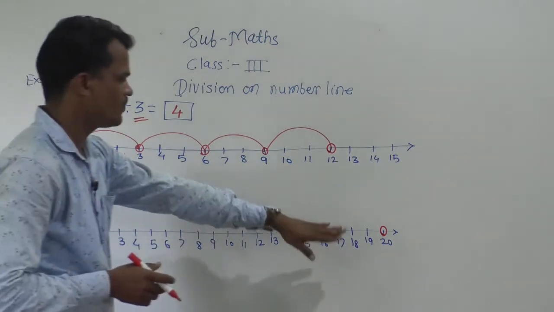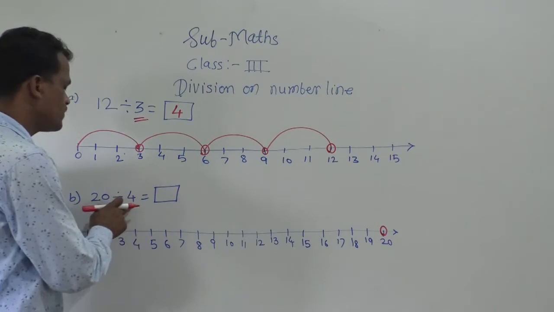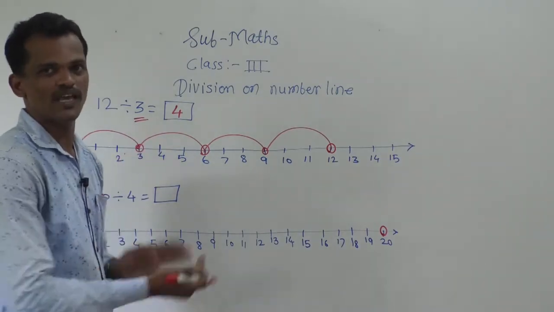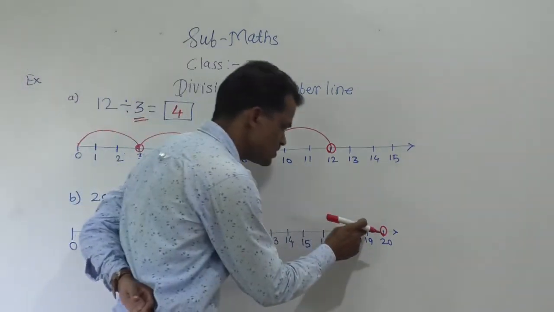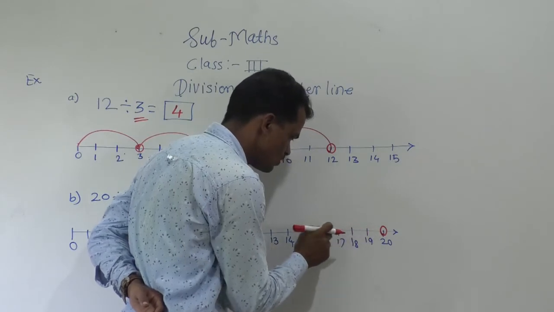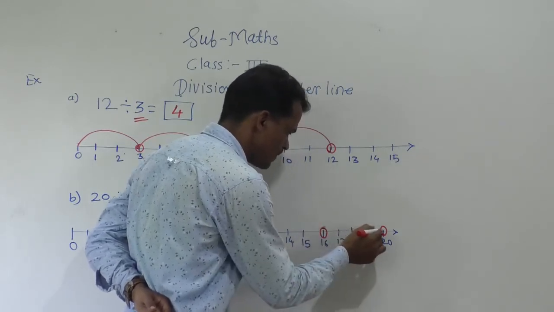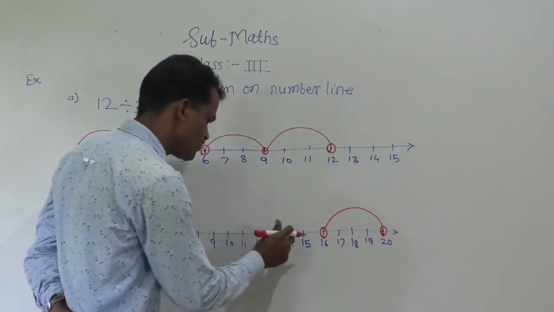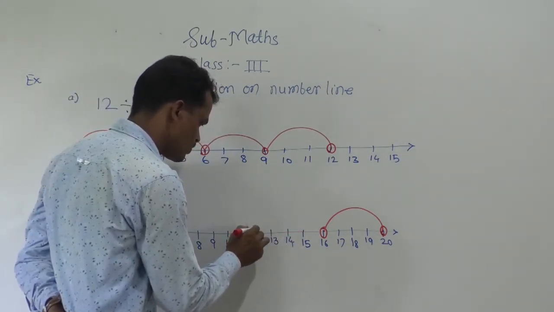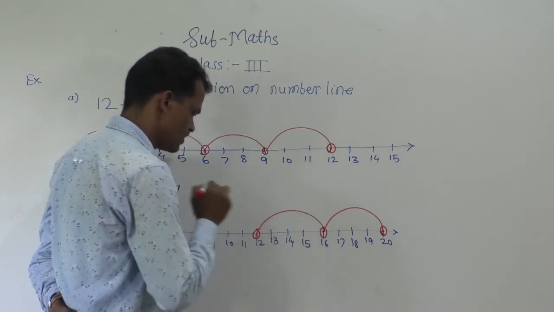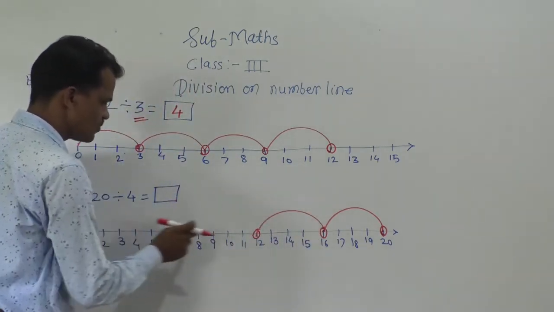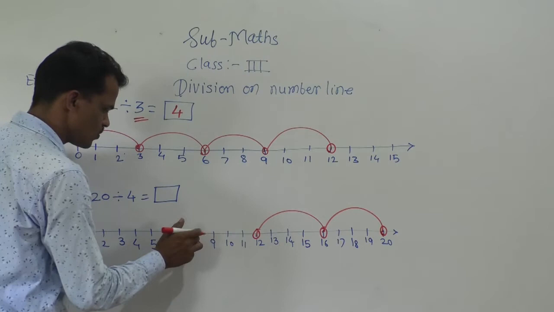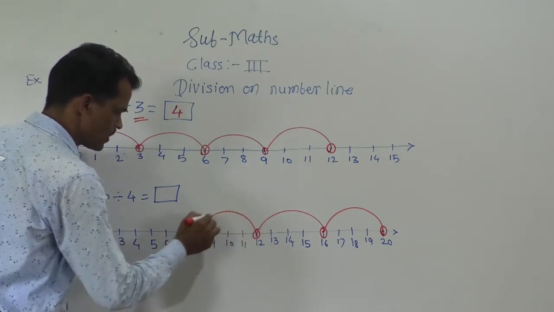Next example, 20 divided by 4. Start from 20 and every time go 4 steps backward. So see, 1, 2, 3, 4. So 20 minus 4 is 16. And 16 minus 4, 1, 2, 3, 4. 16 minus 4 is 12. And 12 minus 4, 1, 2, 3, 4. Backward counting is there.